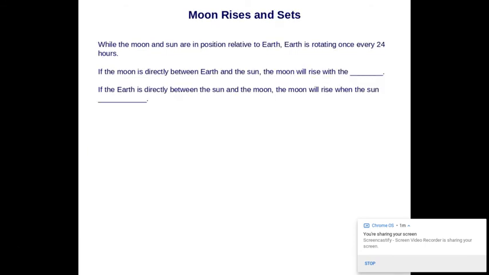Okay, next slide. There's some stuff to fill in here. It says, while the moon and the sun are in position relative to the Earth, Earth is rotating once every 24 hours. If the moon is directly between Earth and the sun, the moon will rise, and you're going to write with the sun. So write the word sun here, S-U-N. If the Earth is directly between the sun and the moon, the moon will rise when the sun sets. So please write the word sets there.